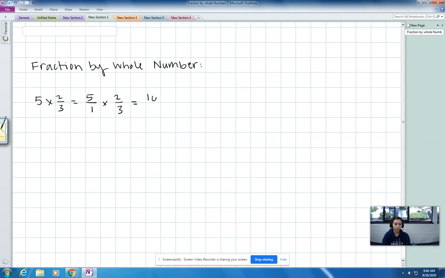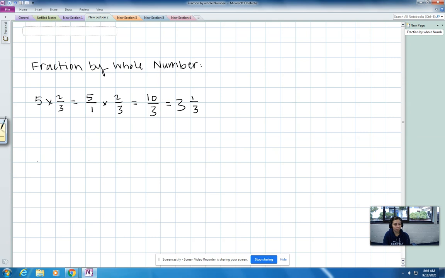5 times 2 is 10. 1 times 3 is 3. And now to finish out this problem, let's turn this improper fraction into a mixed number. How many whole times can 3 go into 10? Well, if I count by threes, I go 3, 6, 9. That's as high as I can go without being above 10. So that was 3 whole times. But that only got us to 9, and we have 10 pieces. So we have 1 piece, or 1/3, left over. And our final answer is 3 1/3.